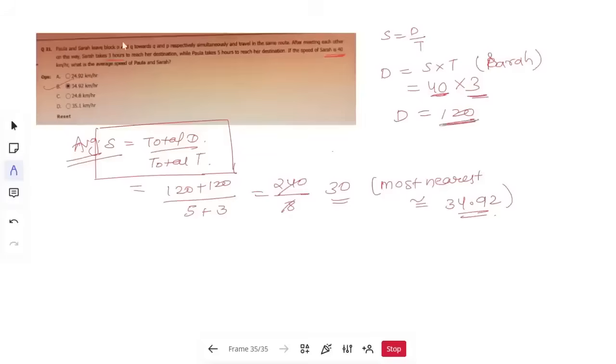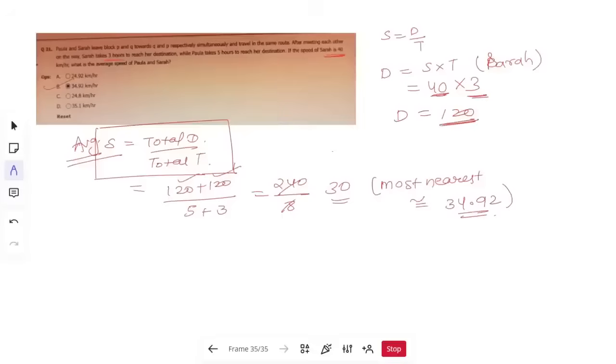Now if you notice in the question, they are both moving, one from P to Q and the other from Q to P, which means the distance is going to be the same for both. So we are going to take the distance as 120 plus 120, because the distance is the same, right? So the total distance will be how much? 120 plus 120, and then we have to take the total time also.